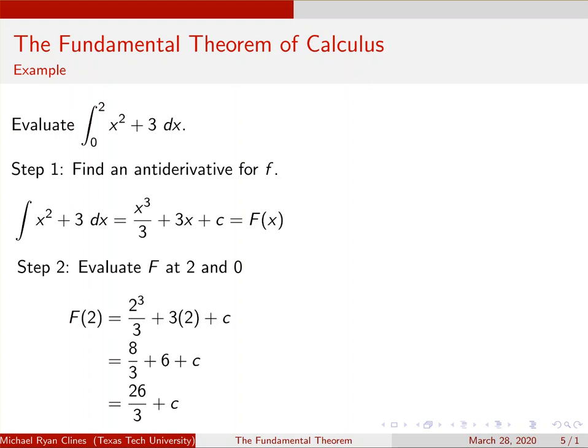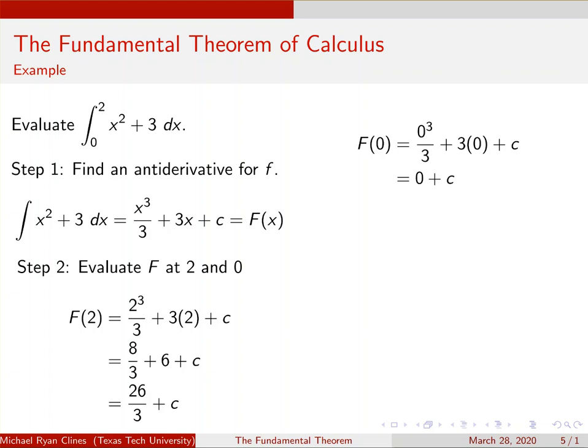Now we need F of 0. F of 0 is 0 cubed divided by 3 plus 3 times 0 plus c. So F of 0 is 0 plus c, where c is that integrating constant. We have no clue what c is. But it does not matter. You'll see in a second why not.